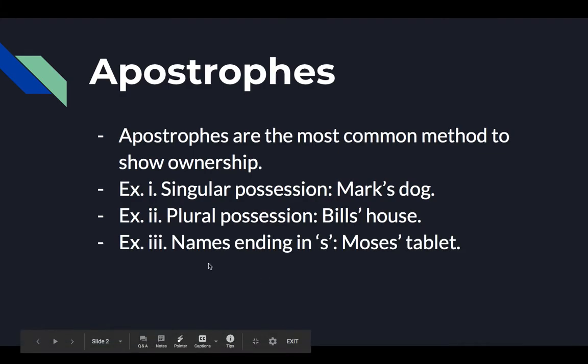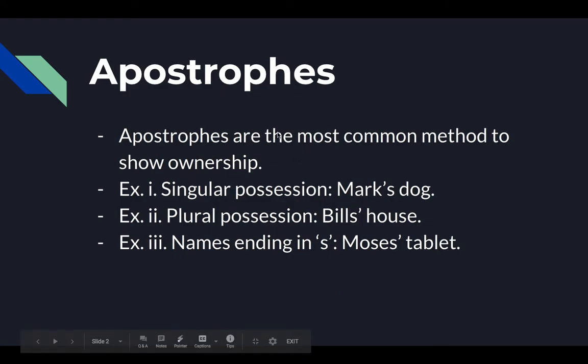Finally, there are some names that end with S as well. A classic example is Moses, and again, it's going to look similar to the plural version where we have Moses', apostrophe, and then tablet. Just be aware that for singular words that do not end in S, the apostrophe goes inside of the S. For plurals and for names that end in S, we put the apostrophe on the outside, but we do not add the second S because it's a little bit repetitive and redundant. We don't need it there, so don't add it.